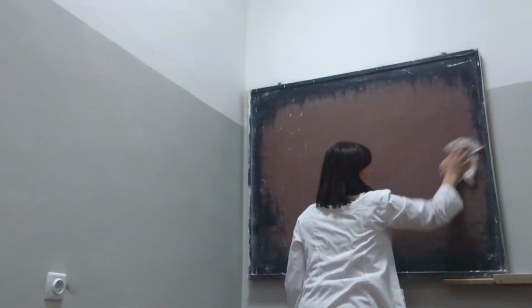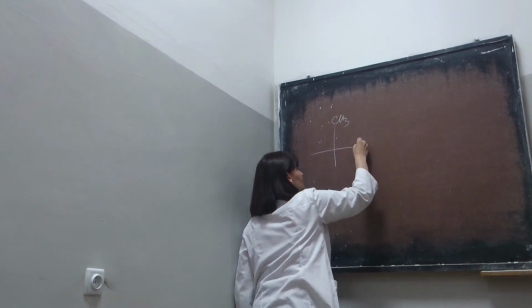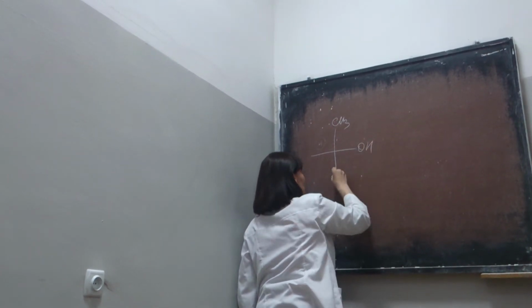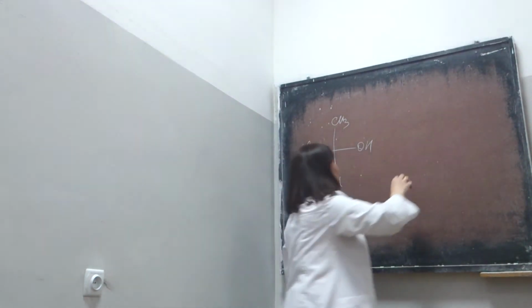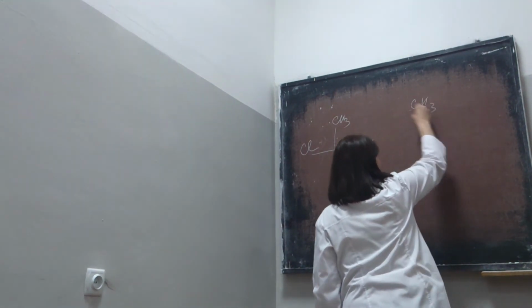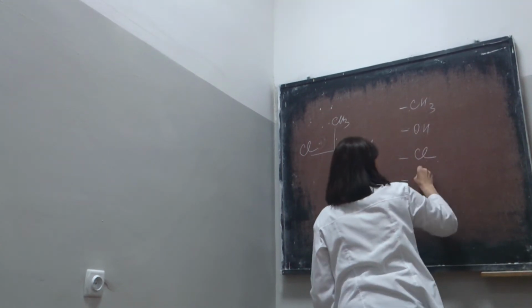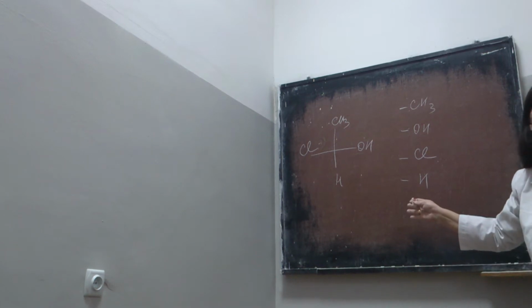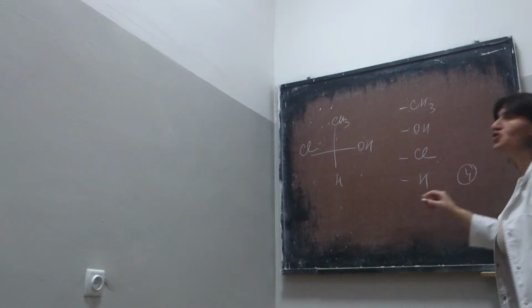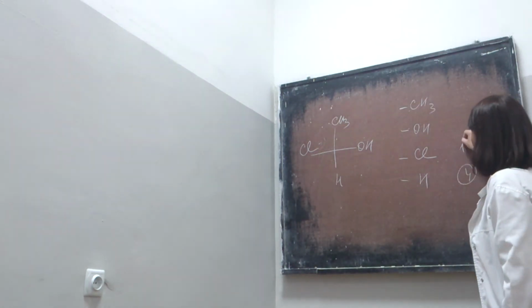If you have four substituents, for example, this one, CH3, then OH, then Cl. So our substituents are CH3, CH3, OH, and Cl. Which one has the lowest priority? Which is number 4? This is number 4. And which is number 1? Cl is number 1.